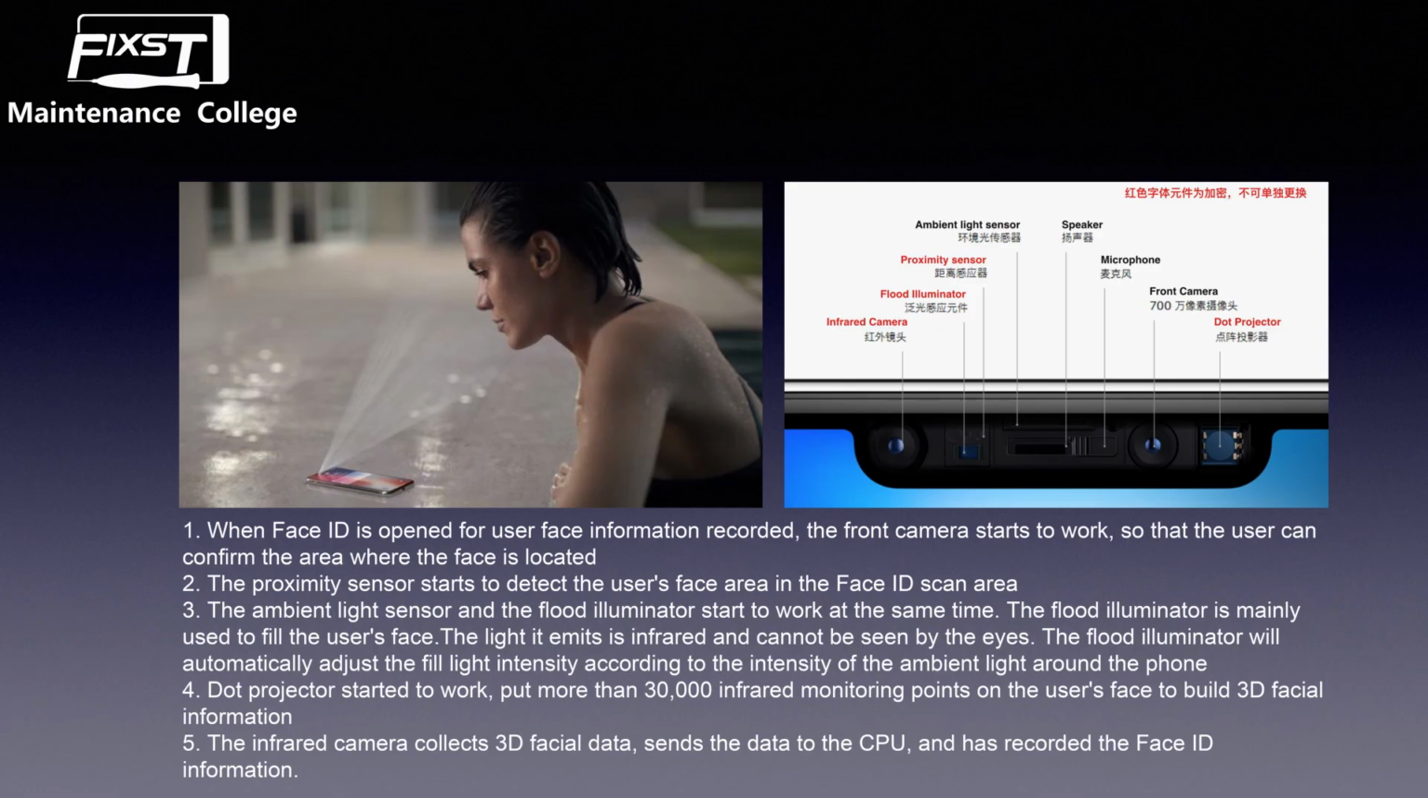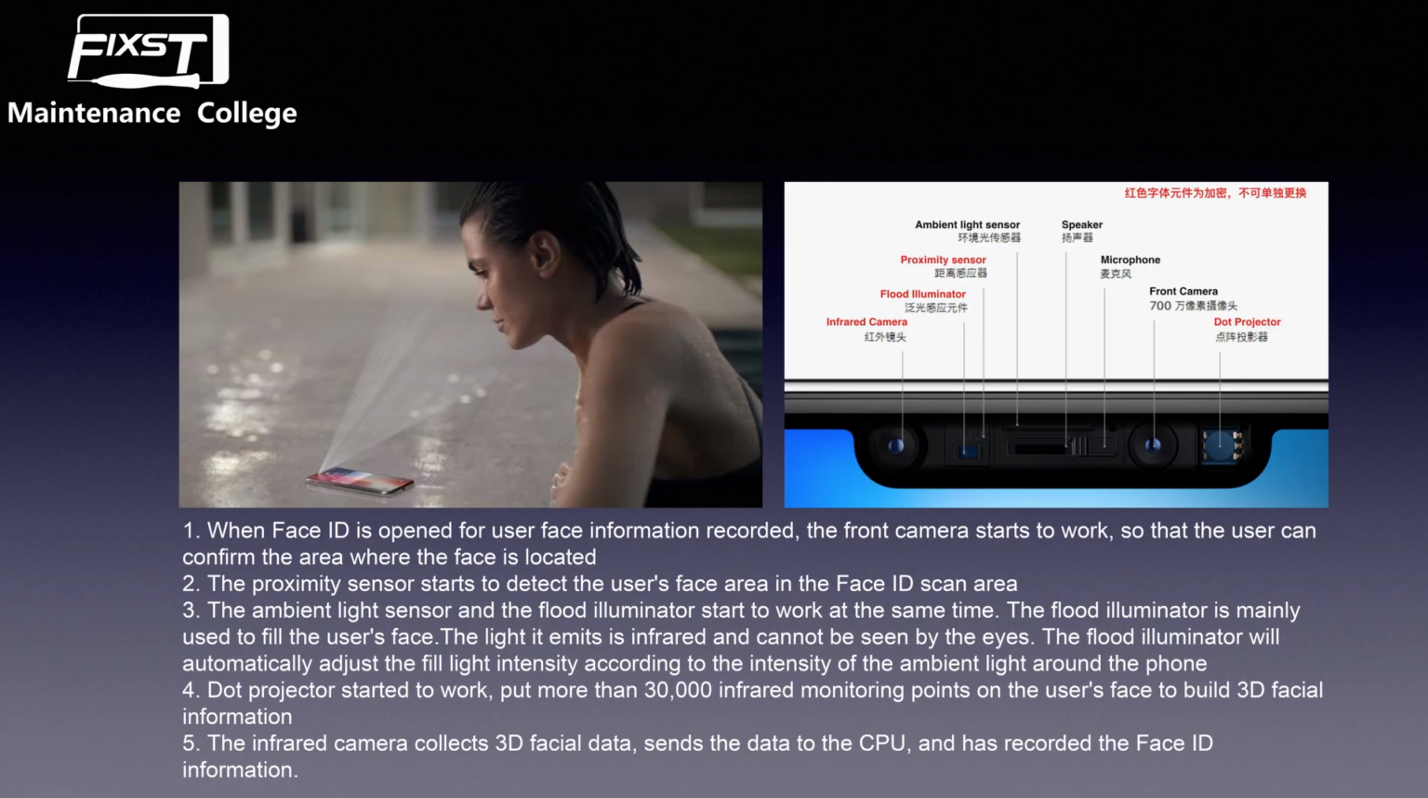The light it sends is infrared, and we cannot see it with our eyes. The flood illuminator will automatically adjust the light intensity according to the intensity of the ambient light around the phone. And number 4, the dot projector starts to work. The dot projector puts more than 13,000 infrared detection points on the face to build 3D physical information.